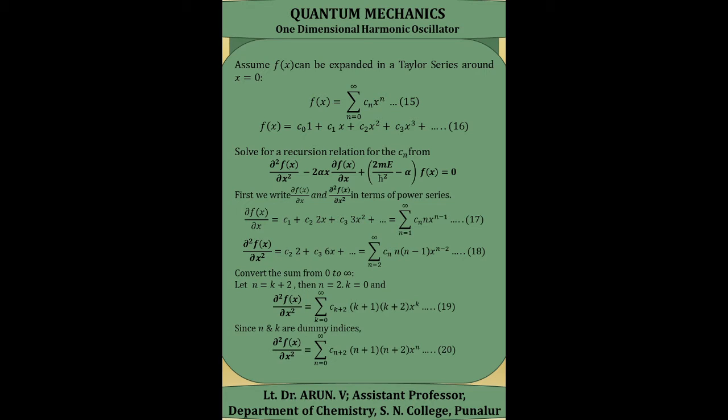That is, dou f by dou x is equal to the first derivative of the f(x) expression, which gives c1 plus c2 2x plus c3 3x square plus etc.